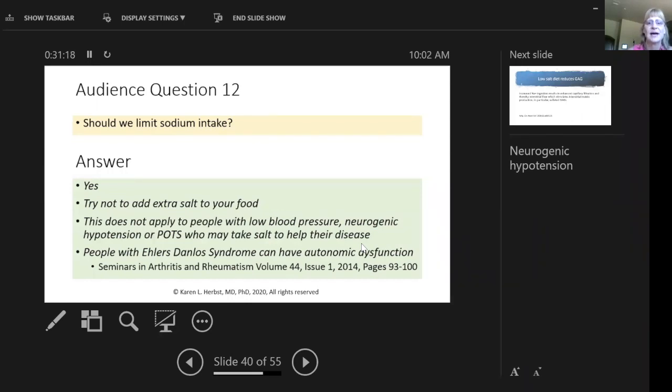And this does not apply to people with very low blood pressure, with neurogenic hypertension, or postural orthostatic tachycardia syndrome, who take salt to help their disease. So if you have any of those or know someone who has those, you can ignore what I just said. And the reason is people with Ehlers-Danlos syndrome can have autonomic dysfunction, and you can look that up in the paper that I'm showing, and therefore may need to take salt and other medications to keep their blood pressure stabilized.